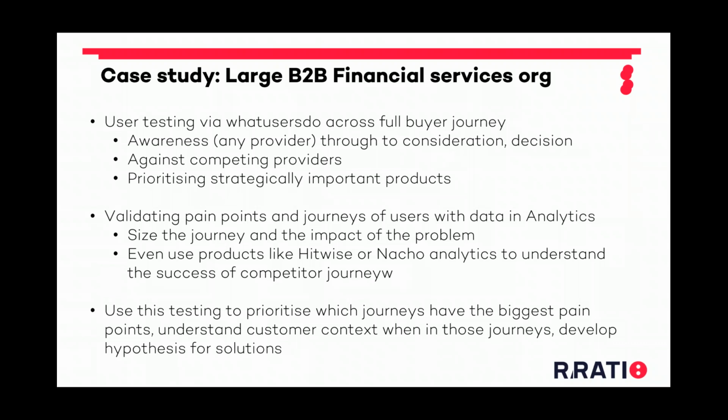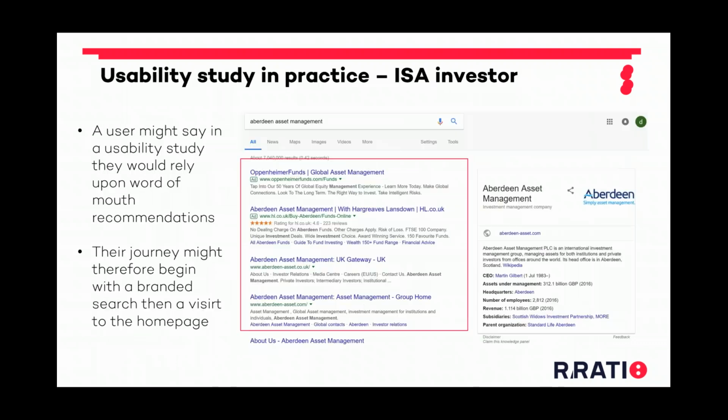So that's when I'm talking about the business cases, to understand whether it's a problem just for this one user that you are talking to, or whether it's a problem for users overall. You can even then use products like Hitwise or Nacho Analytics to do the same thing, that is, quantifying against competitor journeys. And basically use this to understand where the biggest issues are and then prioritize which ones you actually need to go about fixing. Because the barriers that are affecting 90 out of 100 users are much more important than the barriers that are affecting 10 out of 100 users. I think you get the picture.